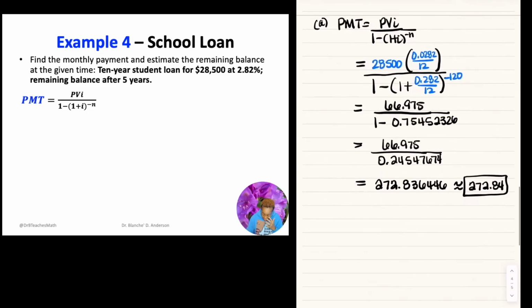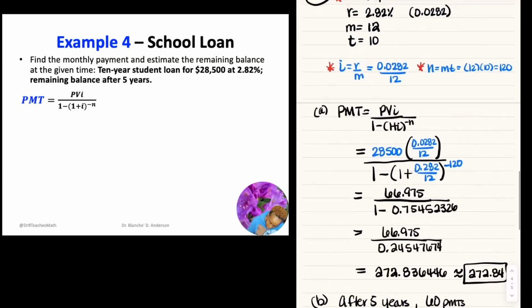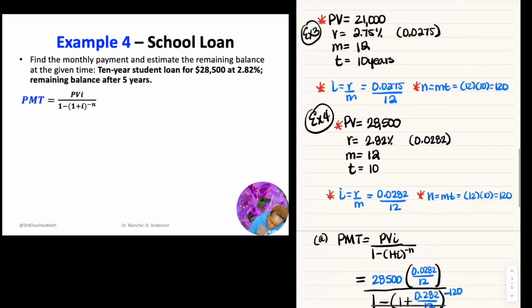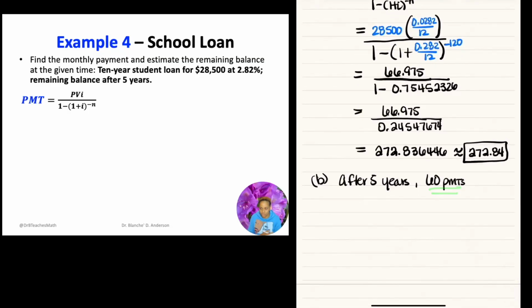That's the first part. And then they say, find the remaining balance after 5 years. So after 5 years, that's going to be what, 60 payments, right? Because we started with 10 years, and if 10 years is 120 payments, well, 5 years is half of that, right? So it's going to be 60 payments. So after 60 payments, what's the balance in the account?